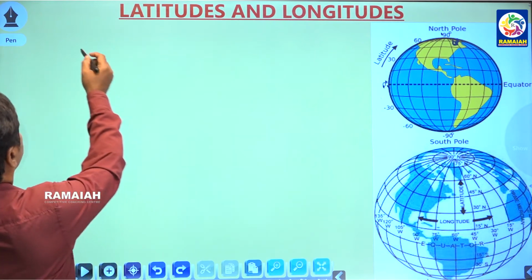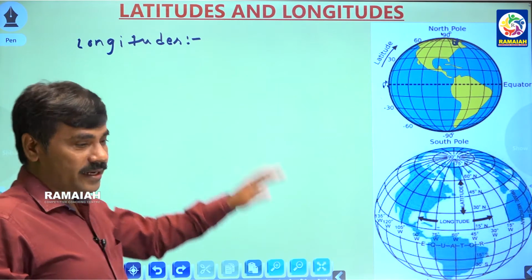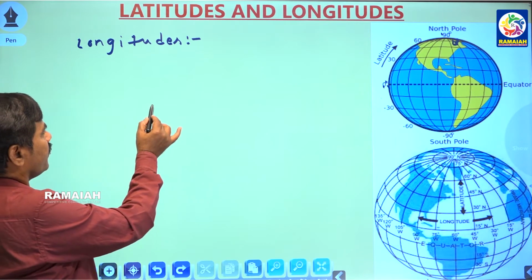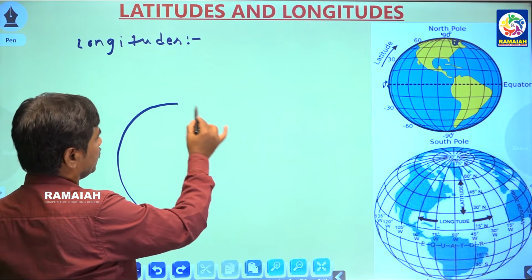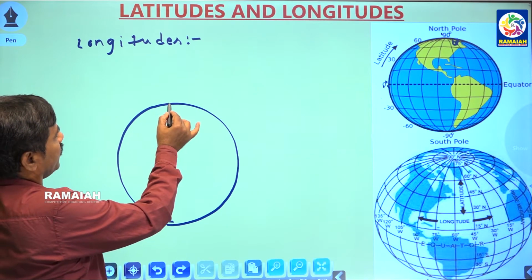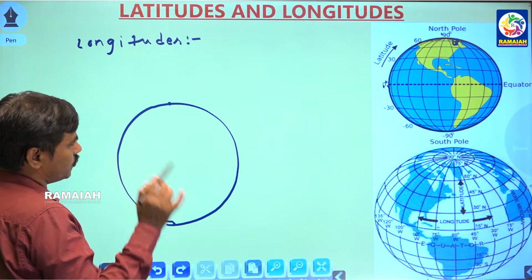Now about the longitudes. These are also imaginary lines. They are drawn on the earth surface vertically, like this. So this is the North Pole, this is the South Pole.